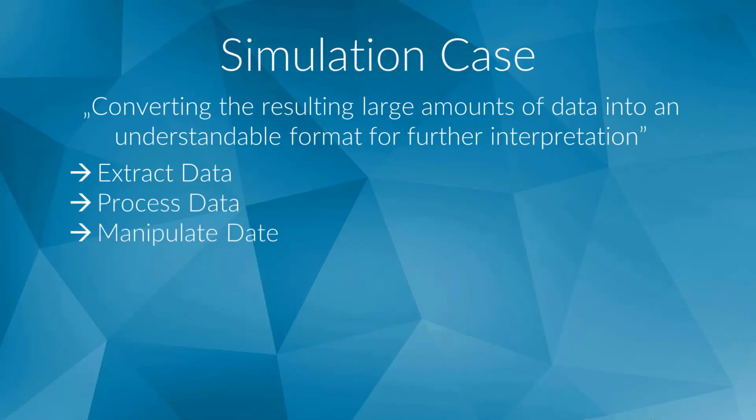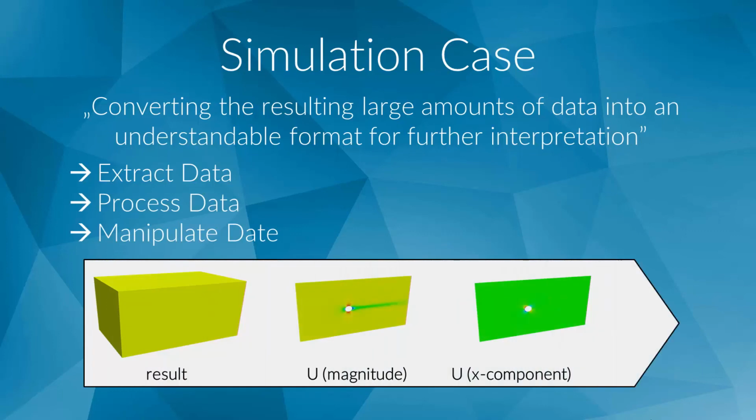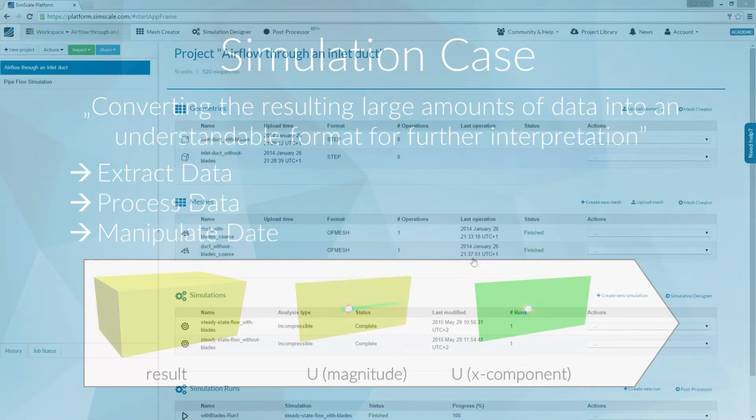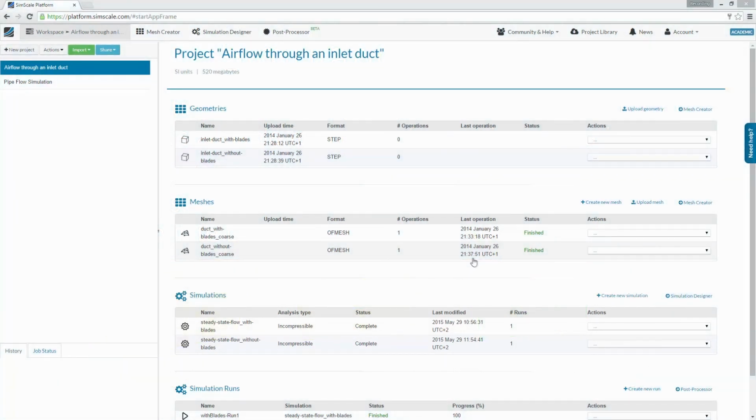Below, you can see a good example for this. First, a slice is extracted from the velocity field in the fluid domain. Then the slice is processed by decomposing the velocity magnitude to its components. Let's now switch back to the platform and analyze the results from the pipe flow simulation.